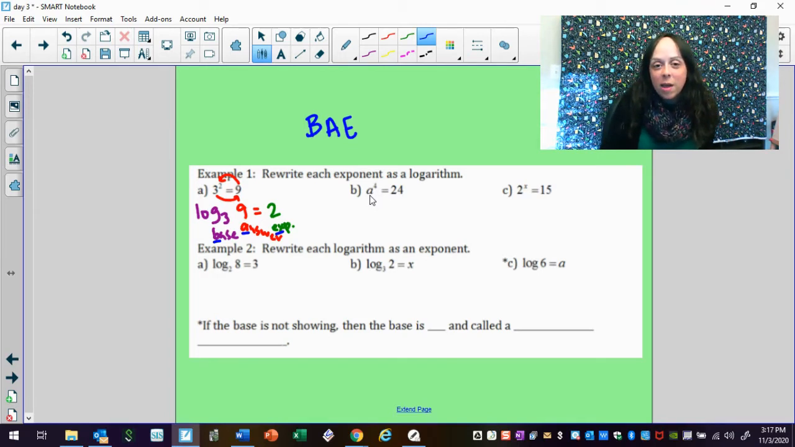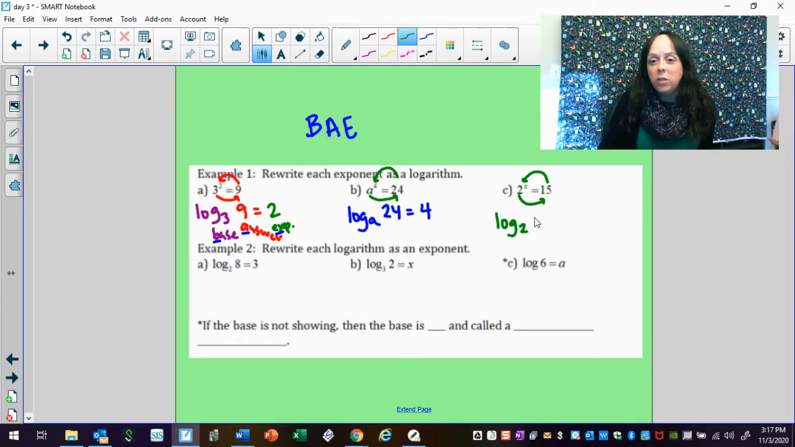Okay, so then the next one, we're going to change this exponent into a log. So first thing, write down your log. Your base is 2, the answer is 16, and the exponent is 4. So you start with the base, the 16 comes next, equals the 4. Same thing here. The base is 2, the 15 comes next, equals your x. Just put the word log in front: log base 2 of 15 equals x. Easy peasy.